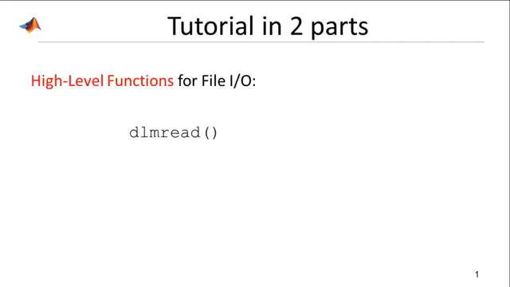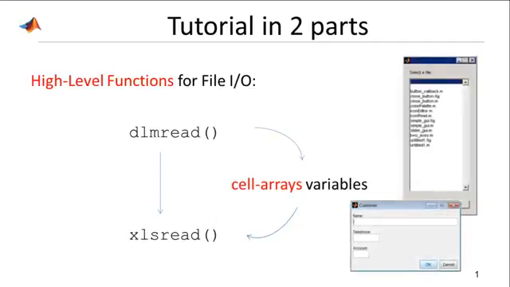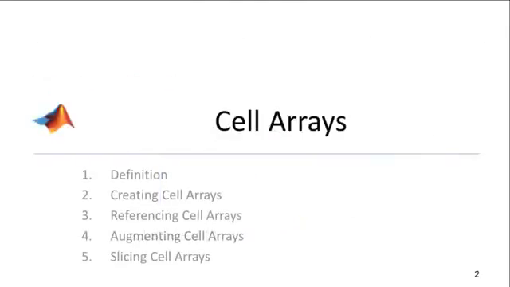Before moving on to the next high-level function, it's required to learn something new in between. The one high-level function that you know right now is dlmread. The next one is xlsread. But before we can do xlsread, we need to understand what cell arrays are. These variables are used by xlsread, but also to create dialog boxes. After seeing the definition of cell arrays, we'll see how to create, reference, augment, and slice them.